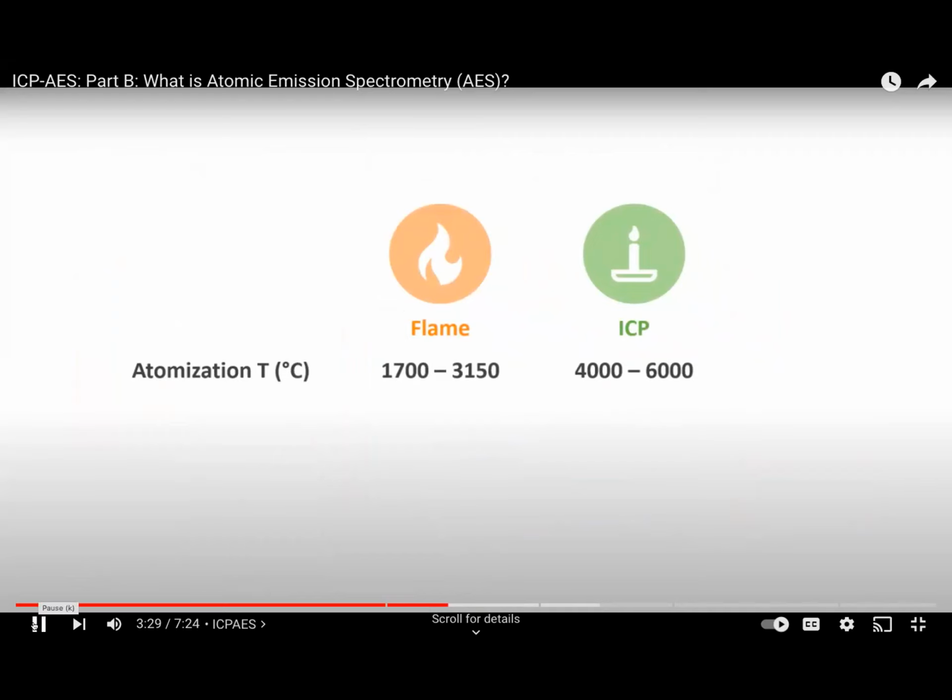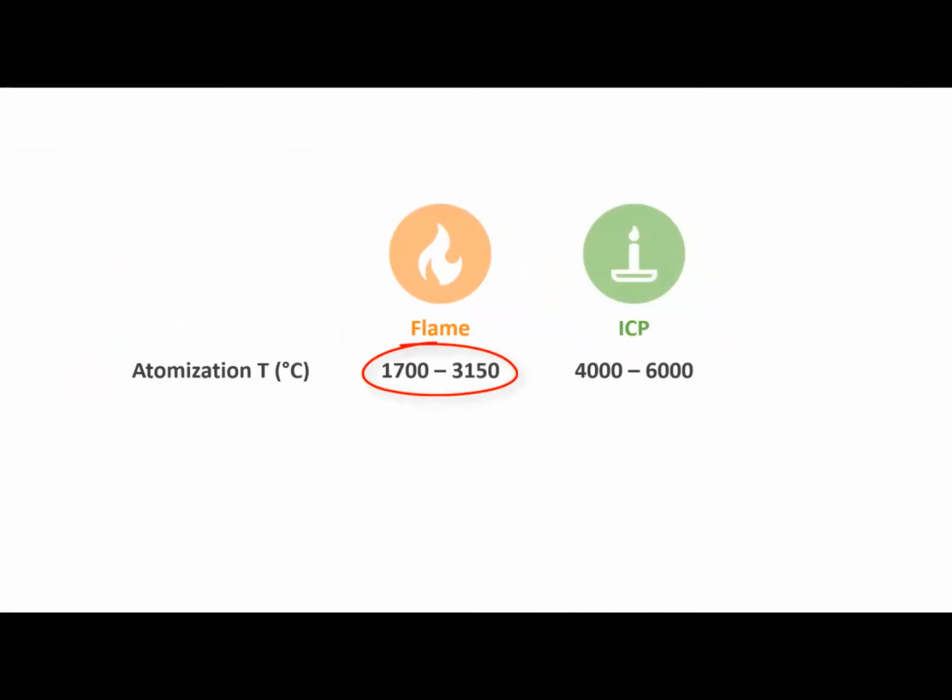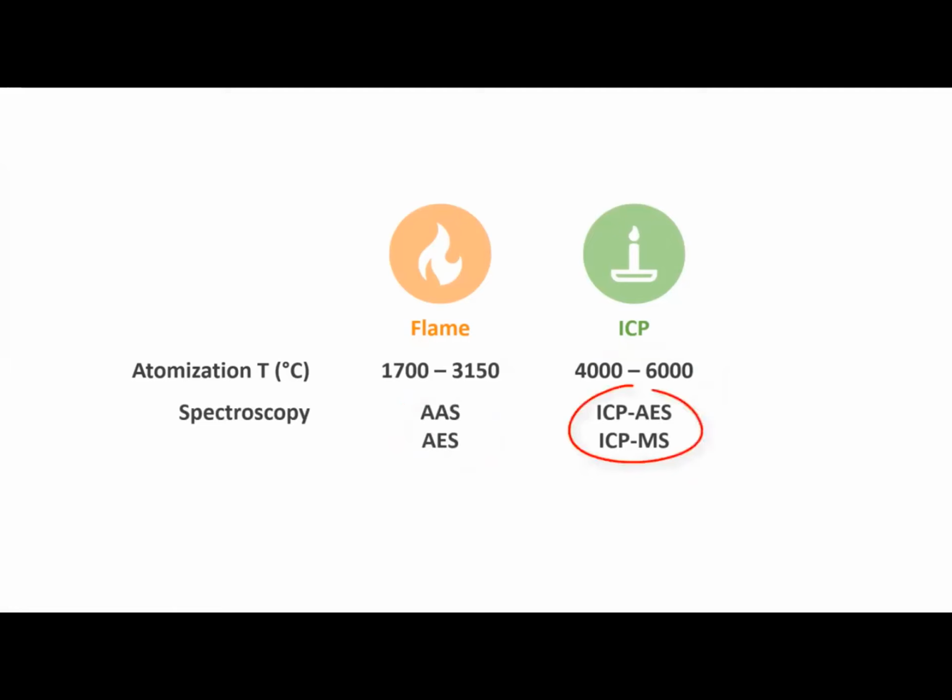Which one is better? The typical atomization temperature using flame is around 1,700 to 3,100 degrees Celsius, depending on the fuel and oxidant we use, while the atomization temperature using ICP is around 4,000 to 6,000 degrees Celsius. Flame atomizers are usually used in AAS and AES, while ICPs are used in AES and mass spec. When it comes to AES, the ICP atomizer is usually preferred over flame due to the much higher atomization temperature of ICP. But why is it so?